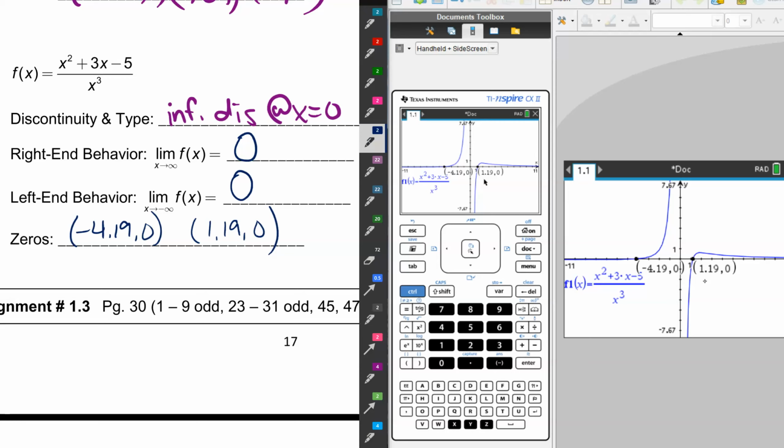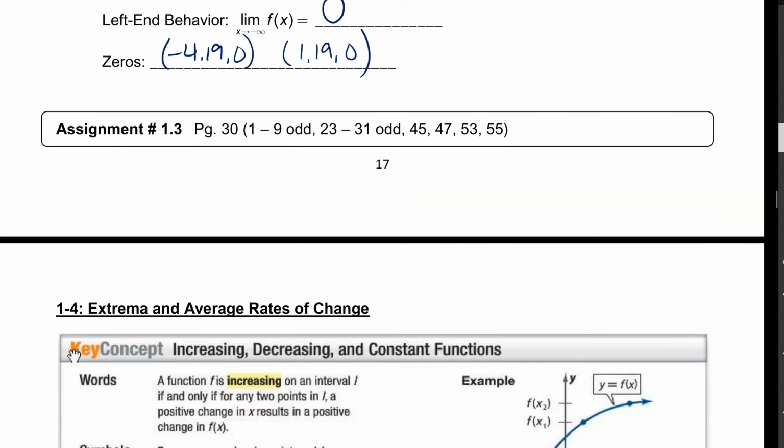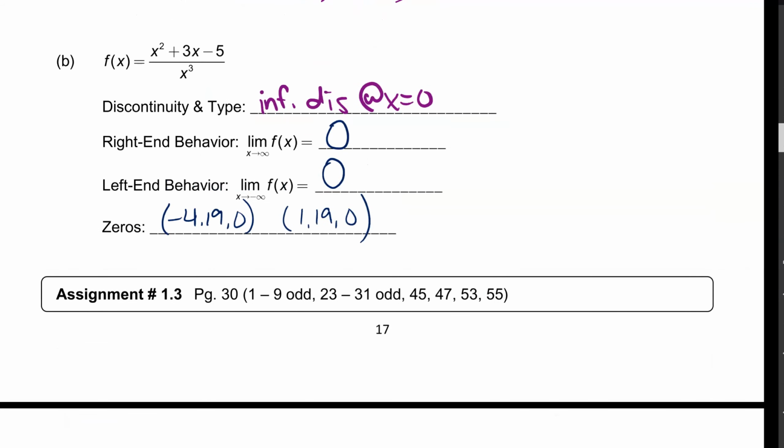Okay, so we're going to start 1.4. Really cool. Do we have questions about this? I'll give you a couple more seconds. Cool.